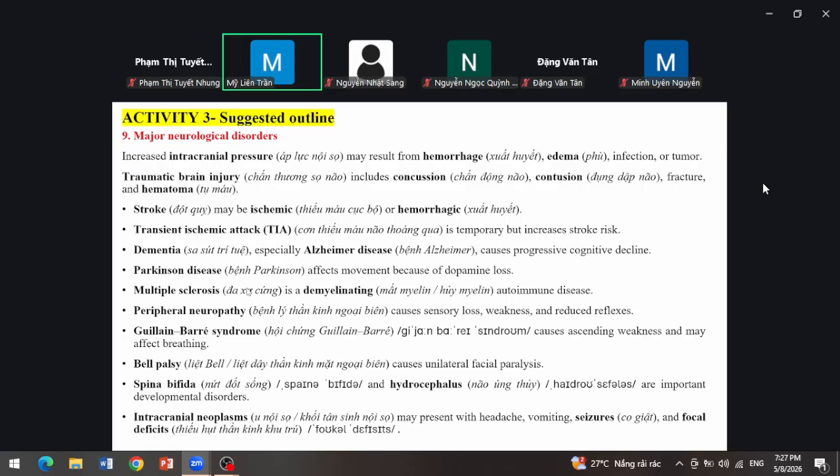Multiple sclerosis is a demyelinating autoimmune disease, bệnh tự miễn về mất và hủy myelin là xơ cứng. Peripheral neuropathy causes sensory loss, weakness, reduced reflexes. Bệnh lý về thần kinh ngoại biên gây ra sự mất cảm giác, yếu, liệt. Rồi các phản xạ giảm, hạn chế.